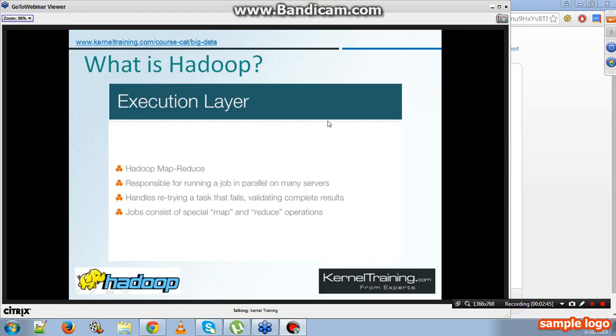Jobs consist of map and reduce operations. What is a map? What is a reduce? We'll see in the coming ones. But map is something where you perform your business logic. Reduce is something where you perform your analytical logic, is what you can think of. On this slide, we'll get into more details of this one, but I'm just introducing these things.